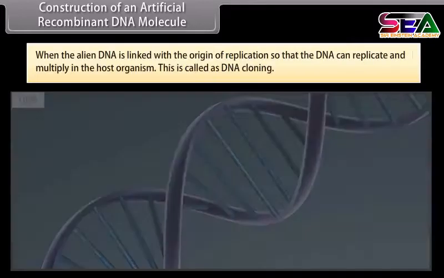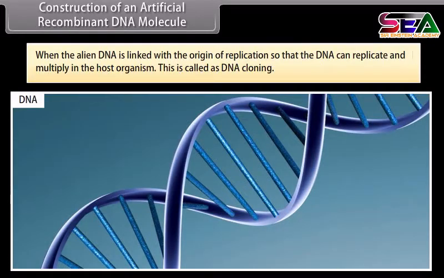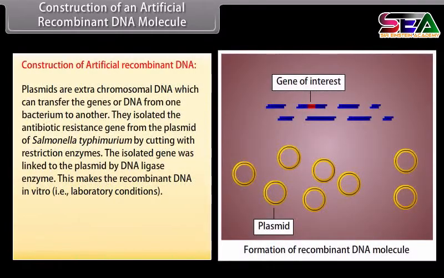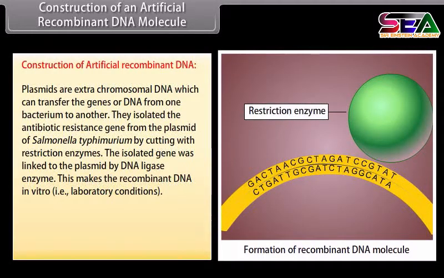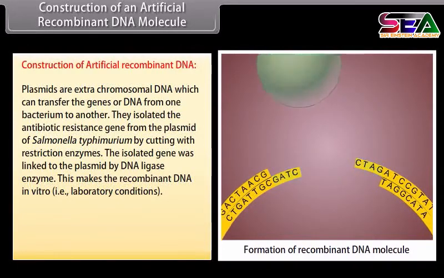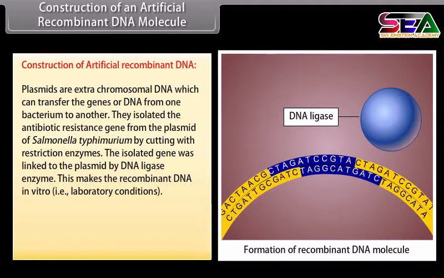Construction of an artificial recombinant DNA molecule. When the alien DNA is linked with the origin of replication so that the DNA can replicate and multiply in the host organism, this is called as DNA cloning. Construction of artificial recombinant DNA. Plasmids are extrachromosomal DNA which can transfer the genes or DNA from one bacterium to another. They isolate the antibiotic resistance gene from the plasmid of Salmonella typhimurium by cutting with restriction enzymes. The isolated gene was linked to the plasmid by DNA ligase enzyme.